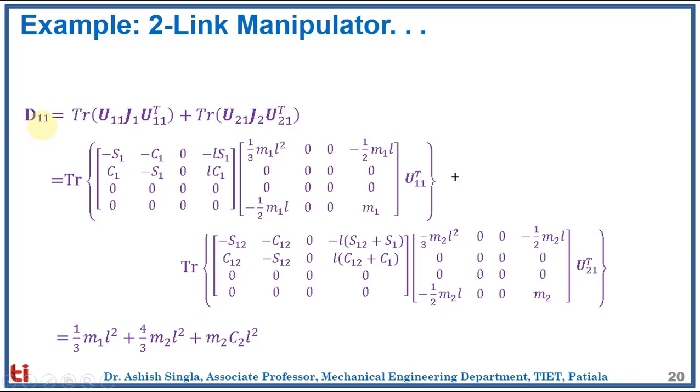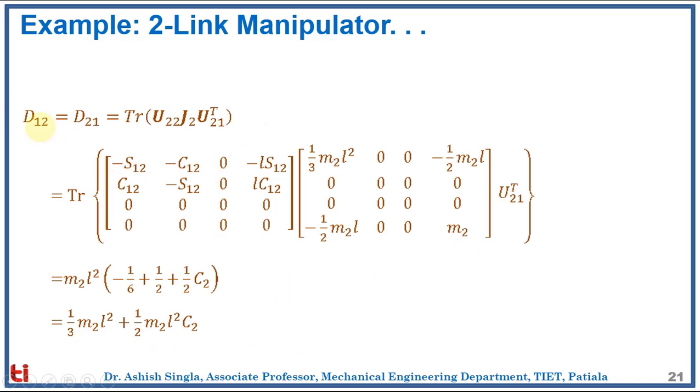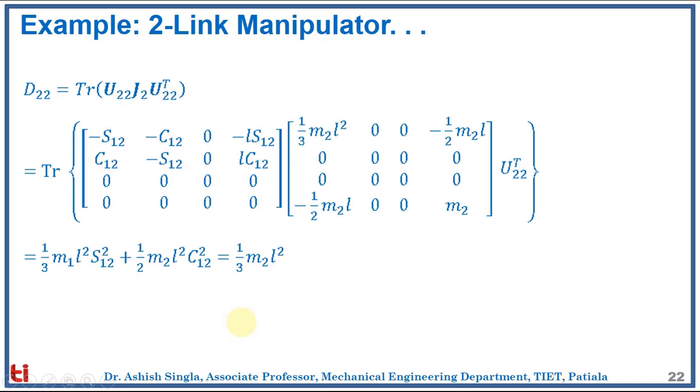Now, we find D11, which is given by this expression. That is, we multiply these matrices and then find the trace. Trace is nothing but the sum of diagonal elements. Similarly, we find D12 and D21, and similarly, we find D22. All these terms, D, are nothing but the inertial terms.